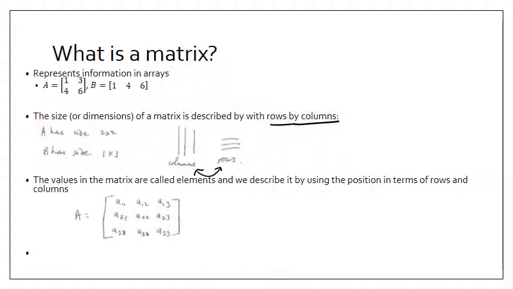That's how you describe it. B has 1 row and then 3 columns, so that's 1 by 3. Each of these values inside the matrix are called elements, and we describe them with rows and columns. So let's say we look at this one. We're on the second row and then the third column. That's why that element is A23.